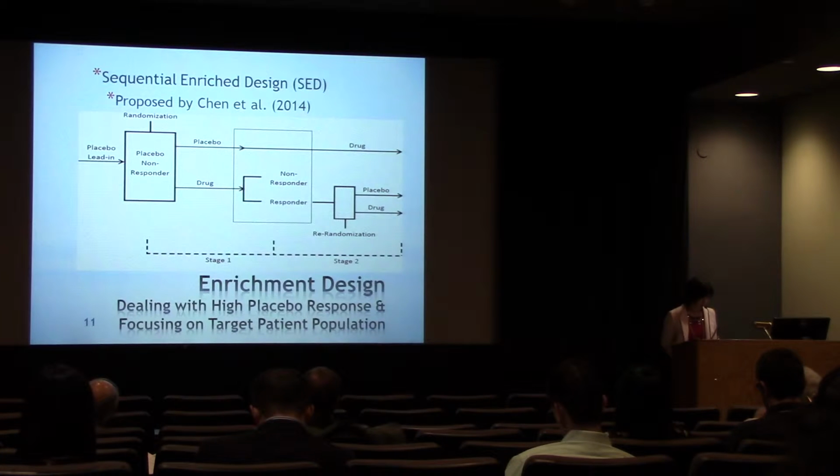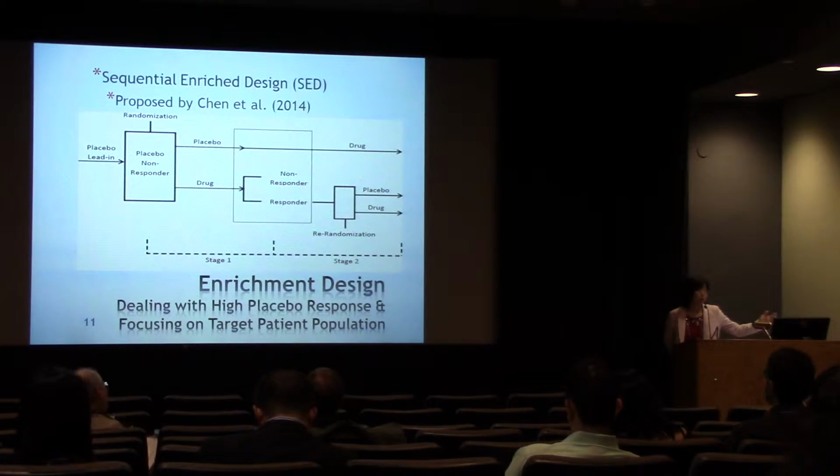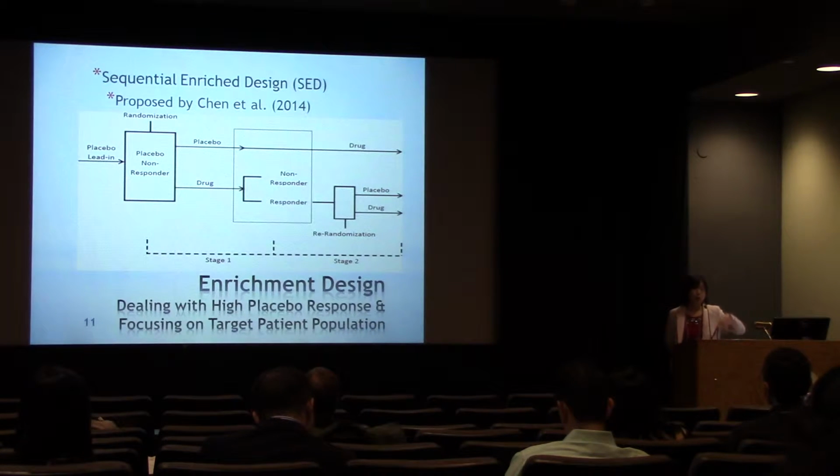So my colleague and I thought about this, and we came up with another design. It's called the sequential enriched design. So instead of having patients on placebo for a long time, we only study the patients who are on a drug, and those are drug responders. Then we have them re-randomized to the placebo and the drug. And notice that before the trial starts, we add a placebo lead-in in front to tease out those placebo responders.